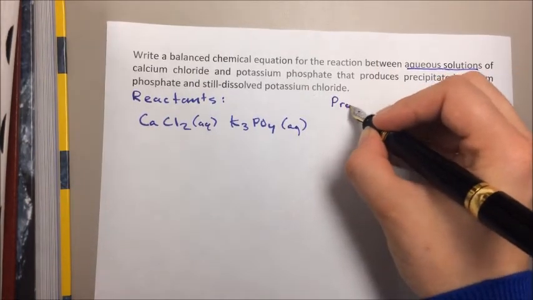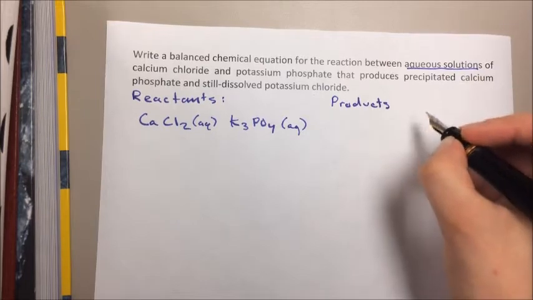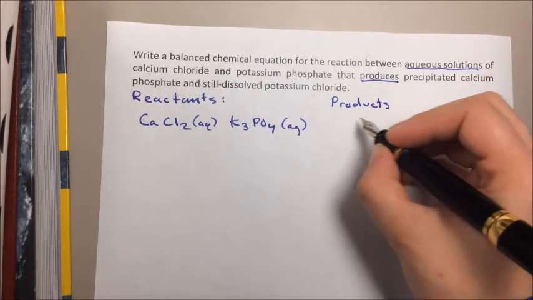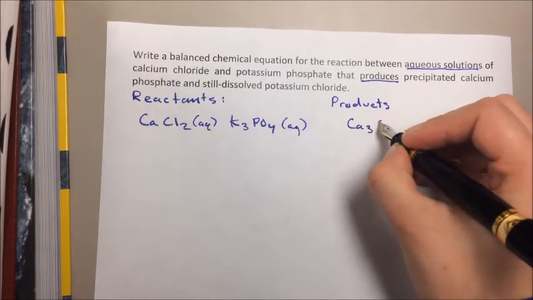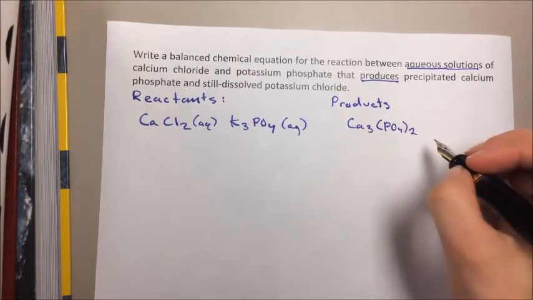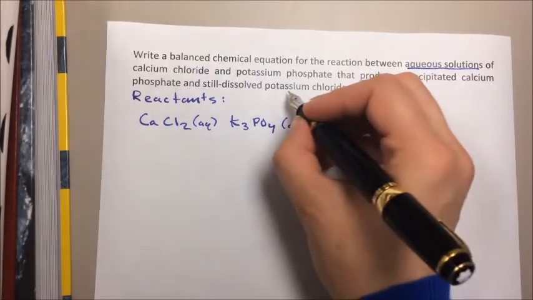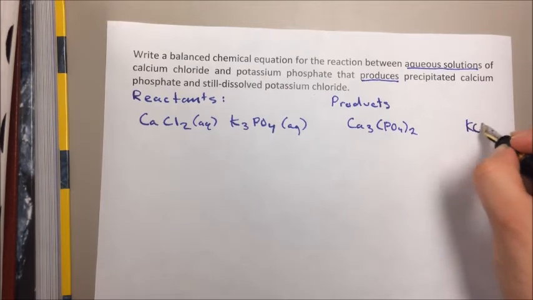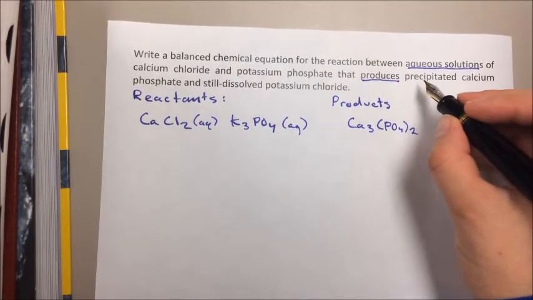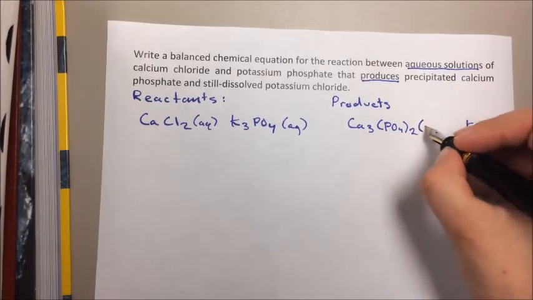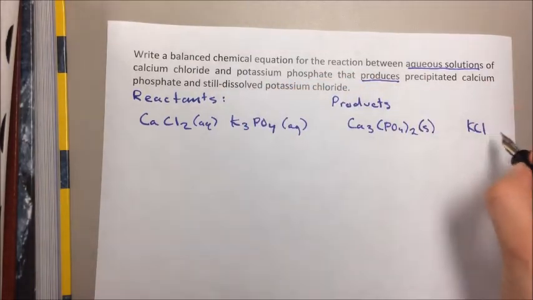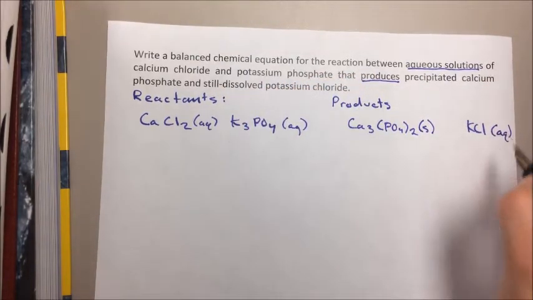Now our products, which we can tell because they are produced, we've got the calcium phosphate, which is Ca3(PO4)2, and that's because of charge balancing. And our other product is the potassium chloride, KCl. Now as for state, it says that the calcium phosphate precipitates, which means that it's a solid. Solids precipitate out of solution, and then still dissolved potassium chloride. So our KCl is still aqueous.